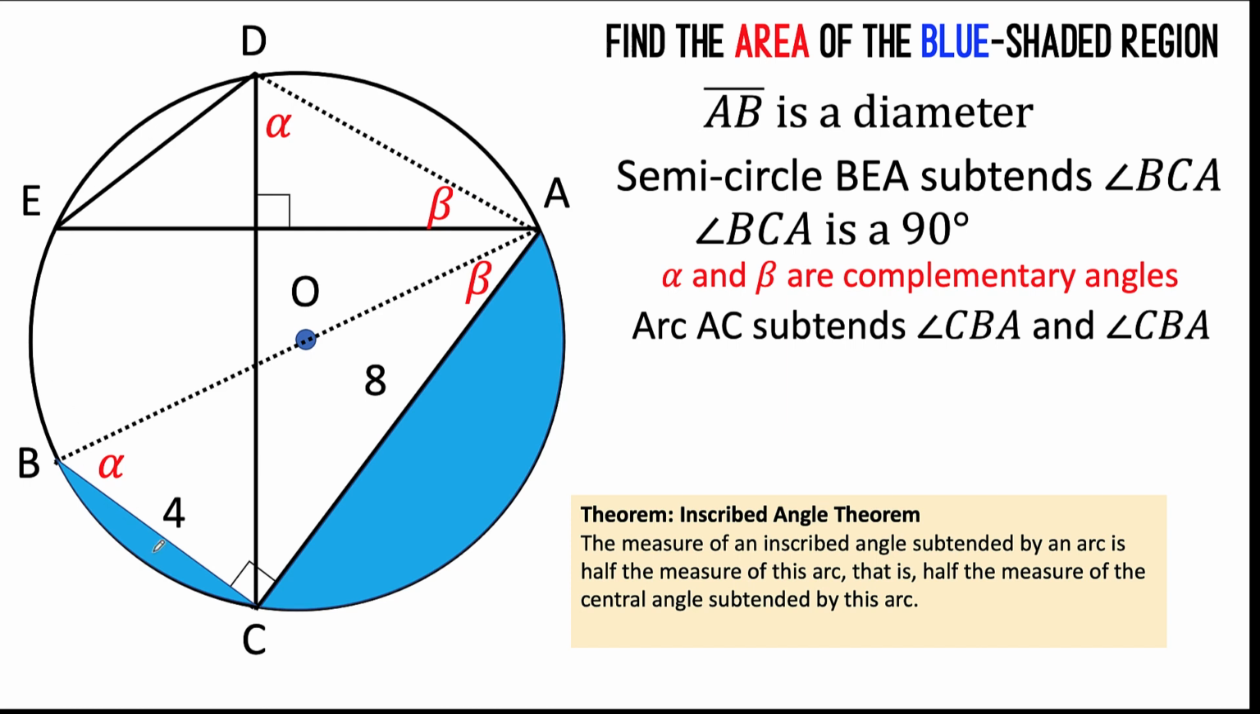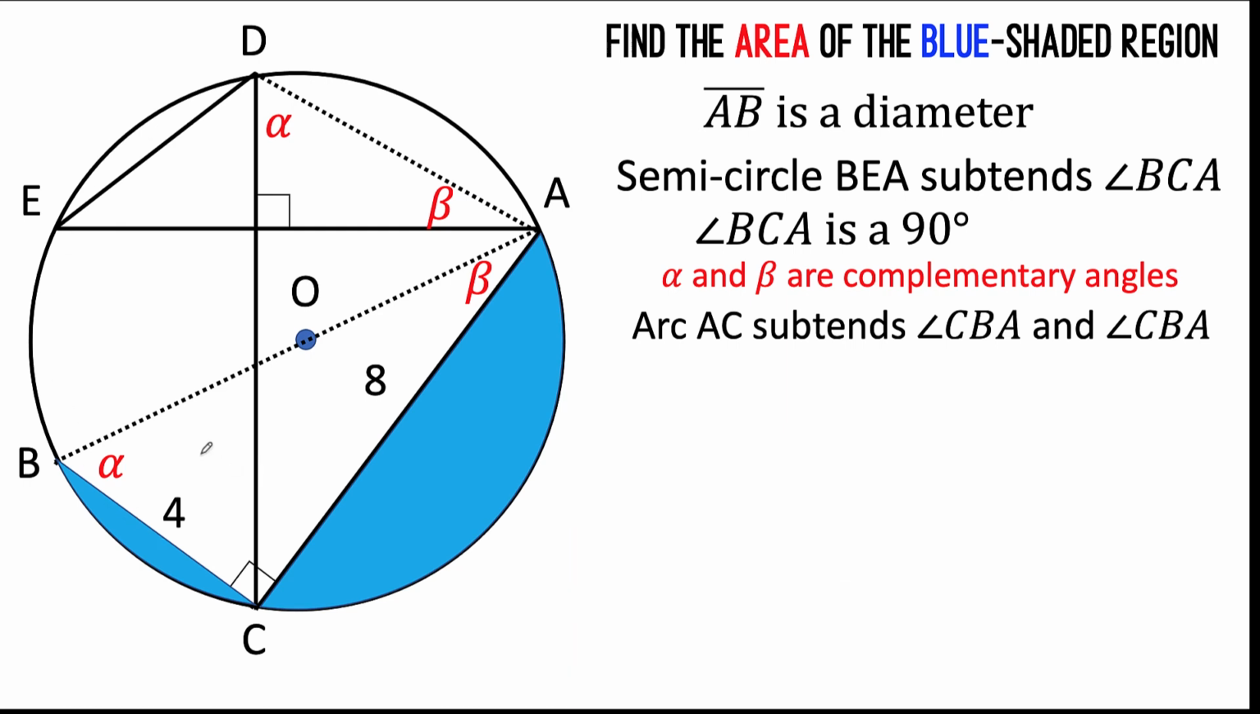Now at this point, we are now ready to find the measurement of the diameter because you have here a right triangle ABC. From the Pythagorean formula, the length of our diameter AB is equal to the square root of the sum of the squares of the two shorter sides. So we have here 4 squared plus 8 squared.